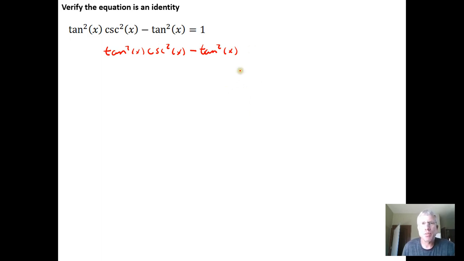So I'm showing some examples. I'll actually do this one two different ways. One approach would be to recognize that the tangent squared shows up in both terms and can be factored out. So I could use the distributive property to factor out a tangent squared, which would leave behind a cosecant squared.